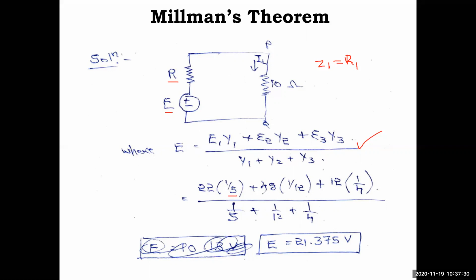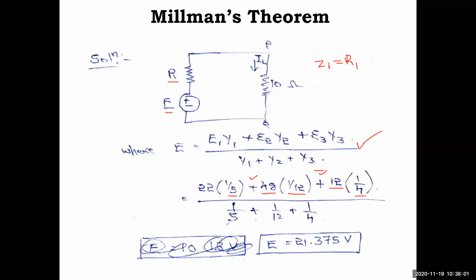Next, second voltage source you have 48 volt, and 1 by 12, the resistor is 12. Then third voltage source is 12 volt and 1 by R3 is 1 by 4. Also observe here the sign is plus in between because all are with the same polarity: plus minus, plus minus, plus minus, they are the same. That's why it is plus. If one of them is minus, then you should mention minus here. That we'll also see in another problem.